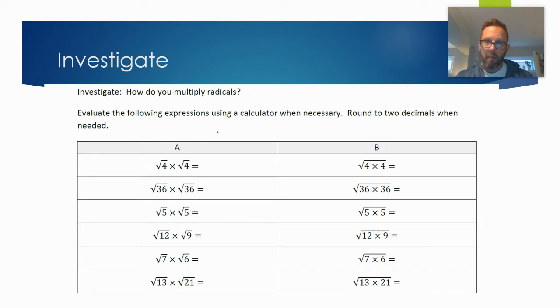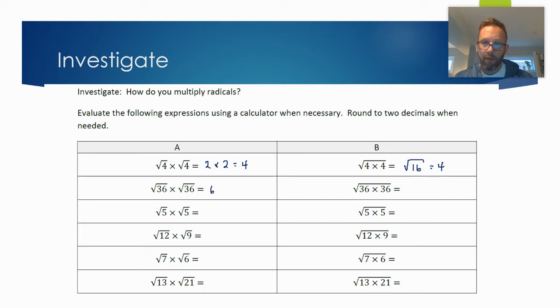So if we do column A, the root of 4 is 2, times the root of 4 is 2. 2 times 2 is 4. 4 times 4 is 16, and the root of 16 is 4. So those two worked out to be the same thing.